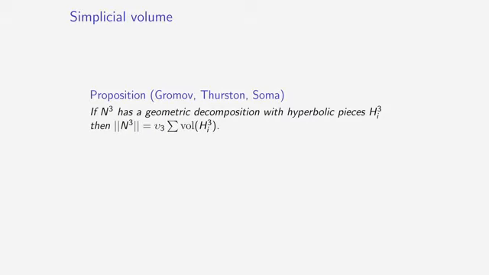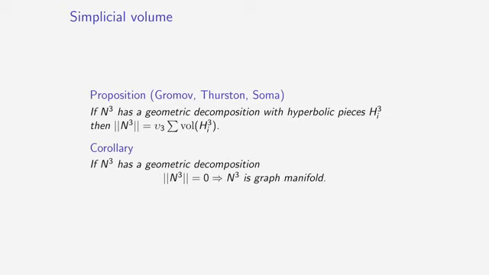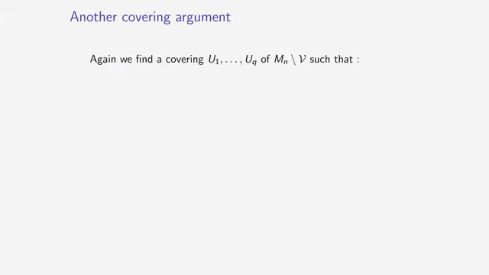So it's Gromov, with Thurston. Soma did the case where you use annuli. The story is very interesting. And I mean, everything is written in volume and bounded cohomology. But the corollary is exactly what we wanted. If a manifold has a geometric decomposition, then we can say if it's graph or not just by computing this number. And so again, how can you show that this number is 0?